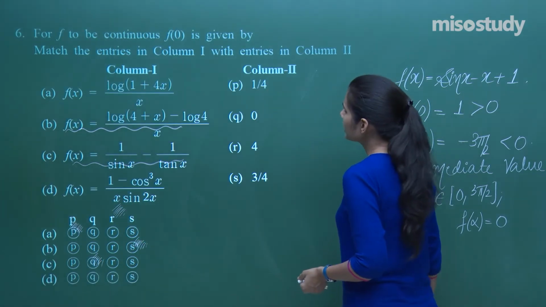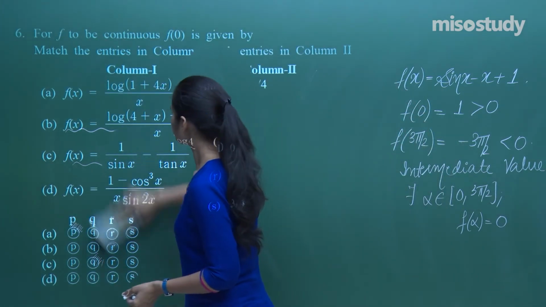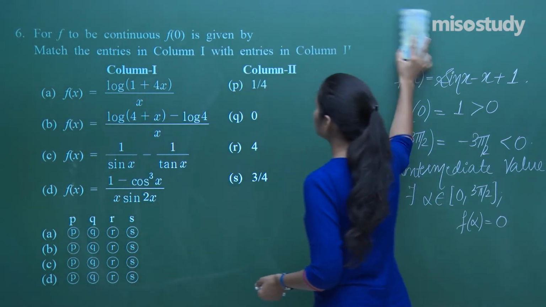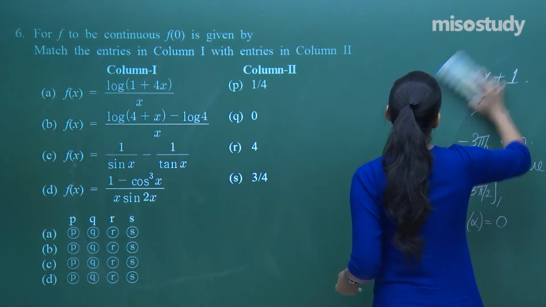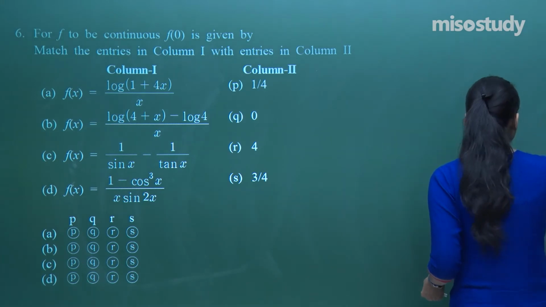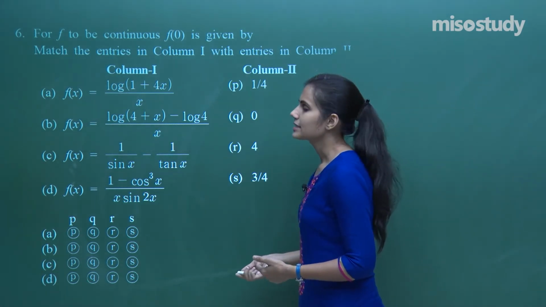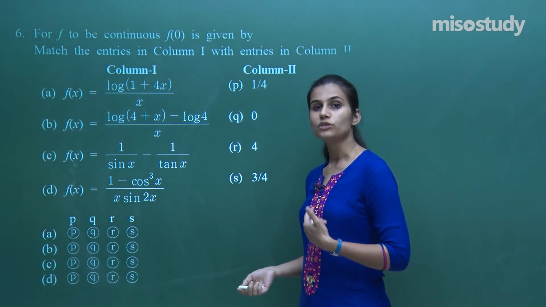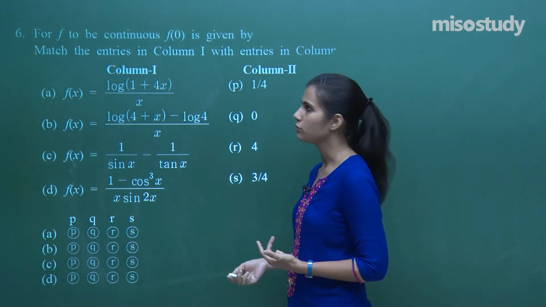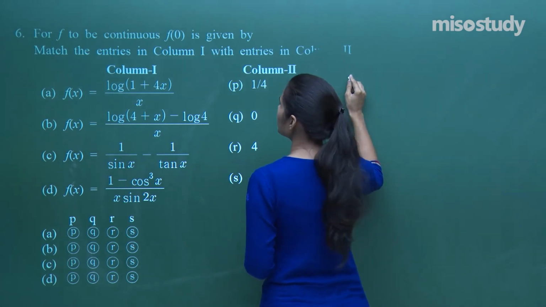Then you have, for f to be continuous, f of 0 is given by what? For f to be continuous at 0, limit x tends to 0 of f of x should be equal to f of 0. So f of 0 will be what?